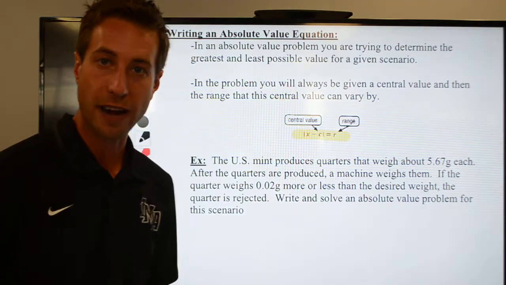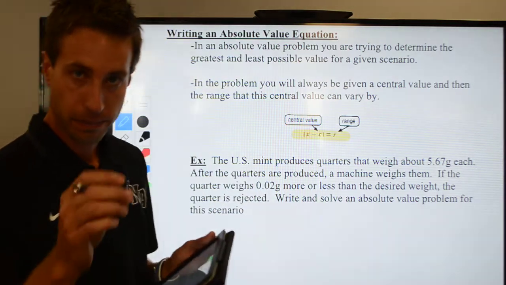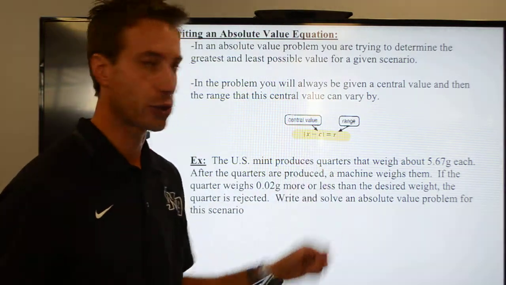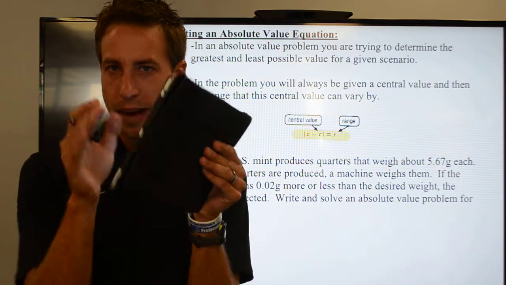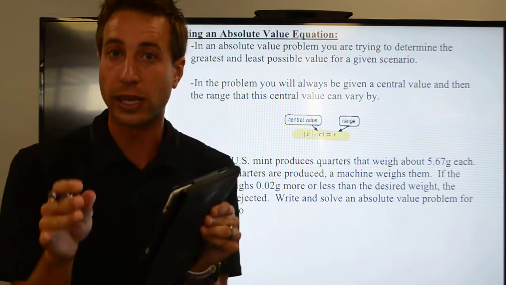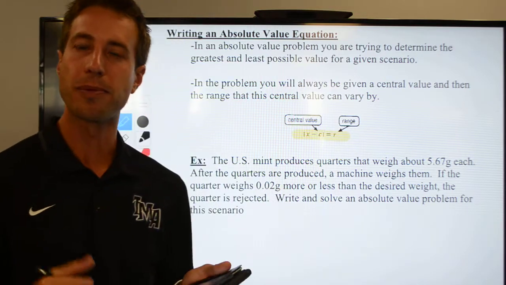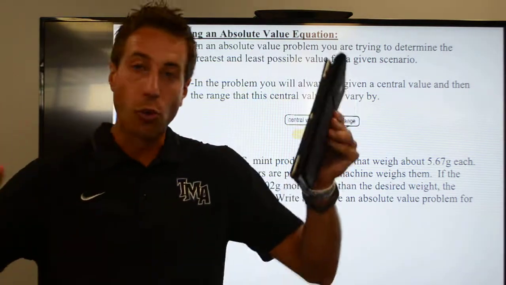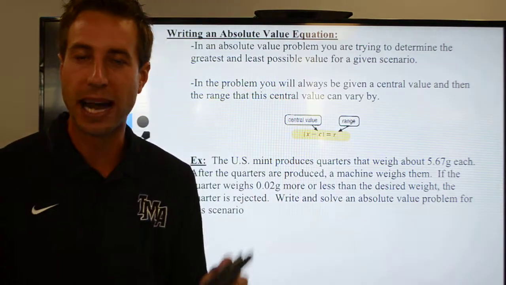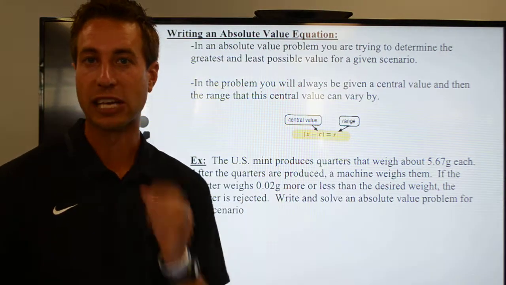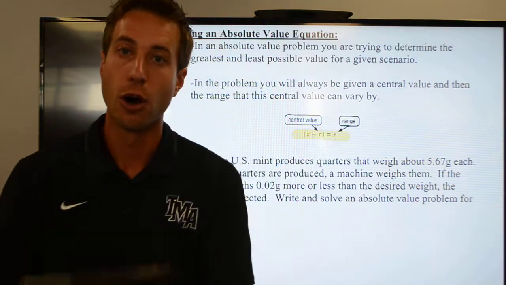X is going to be your variable, and then as you read the word problem, you're going to be looking for a central value. It's going to be your target value, whatever that value is that you're looking for. Then somewhere in the problem, they're going to tell you that you're going to be somewhere around your central value. You could be this much more, this much less, plus or minus something. That's going to be your range.